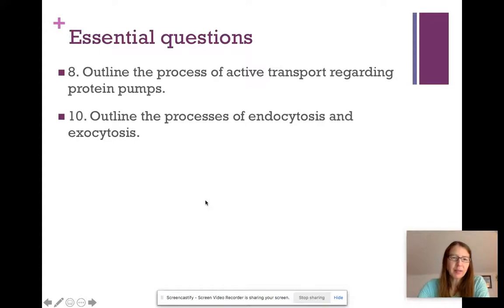This screencast is about active transport. So the last parts of the membrane function that we've covered have been passive transport: diffusion, simple diffusion, facilitated diffusion, and osmosis, another form of facilitated diffusion, but of water. So now we're going to be looking at active transport.